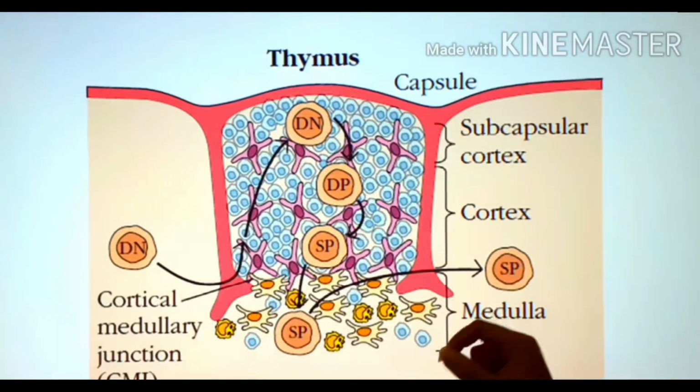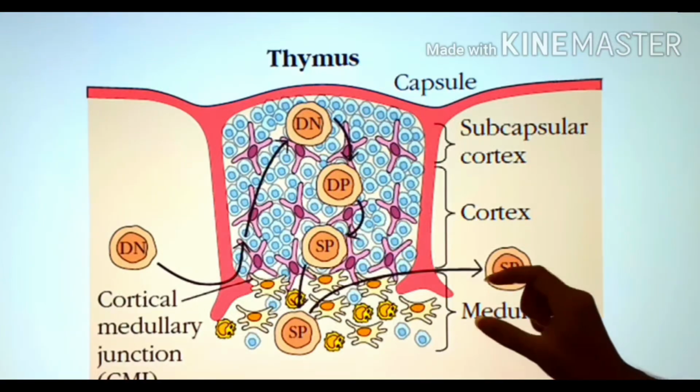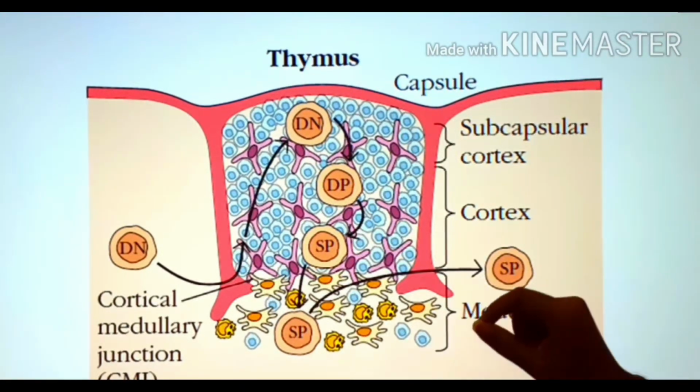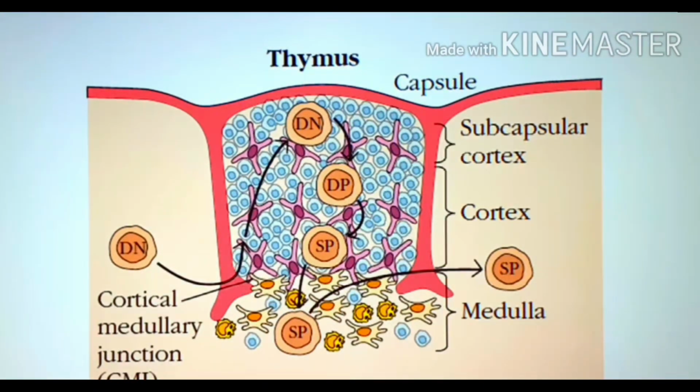Those cells that recognize self-antigen with high affinity go through a process called apoptosis. Only those T cells that recognize self-antigen and MHC complex with intermediate affinity get the positive signal and survive.